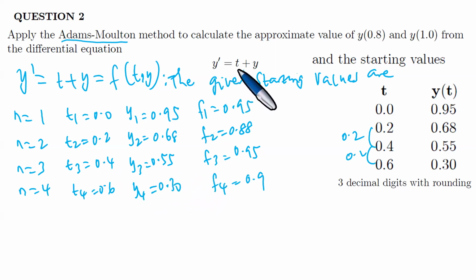0.55. Why do we add? We add because of this formula. This formula is saying addition. So we substitute into the formula, and then we're able to get what we call the F's. Why is it called F's? Because the F primed is always F of T and Y.